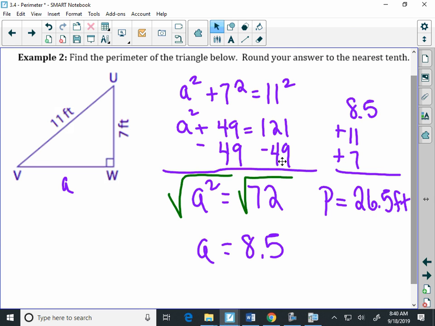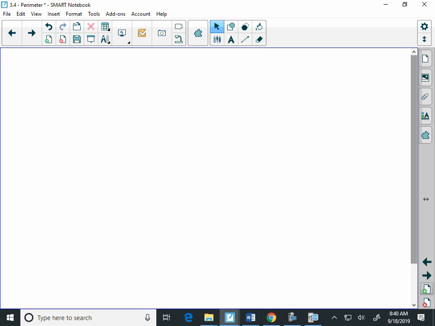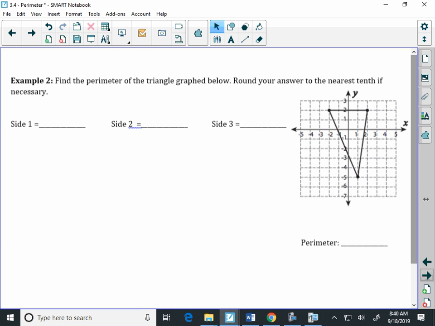Watch out for the type of triangle. Can you figure out some side length, or do you have to do some computation to figure out a side length? But our second example 2 here looks like this. And this is where it really gets into distance again. And when we want to find the distance, we want to find the perimeter of the triangle graph below. And we don't know any side lengths, although we can figure out one of the side lengths pretty easily. And then when we figure out the perimeter, we want to round to the nearest tenth.